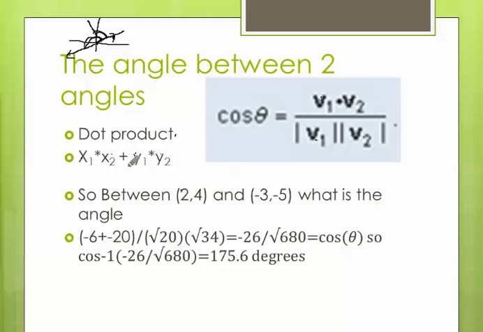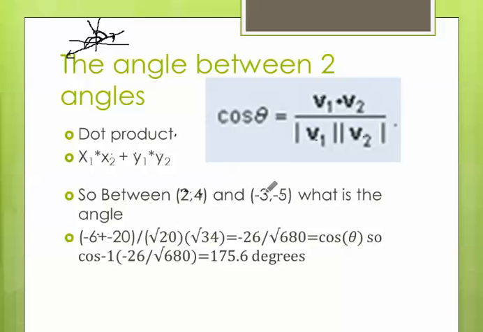Okay, so let's first of all take the dot product. 2 times negative 3 is a negative 6. 4 times negative 5 is a negative 20. So I'm going to find the magnitude of this first one. 2 squared is 4, and 4 squared is 16. So that's, well, let's see here, 16 and 4 is 20. That's where the square root of 20 comes from.